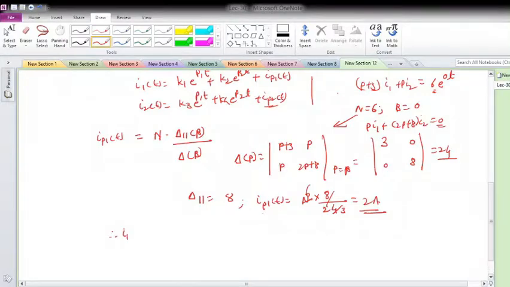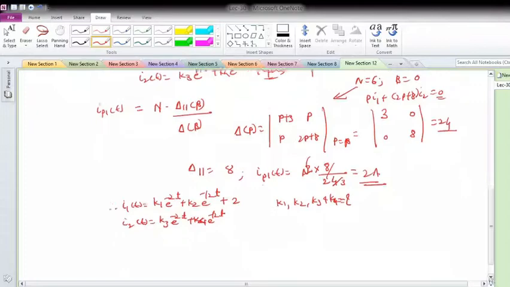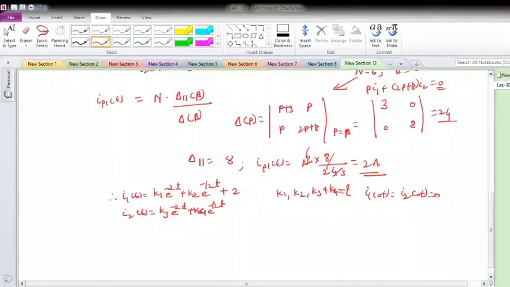Now I will write I1 of t is k1 e raised to minus 2t plus k2 e raised to minus 12t plus 2, and what is the solution for I2 of t? It is k3 e raised to minus 2t plus k4 e raised to minus 12t. Now I would like to compute k1, k2, k3 and k4. I need initial conditions, and I know I1 0 positive and I2 0 positive are 0.